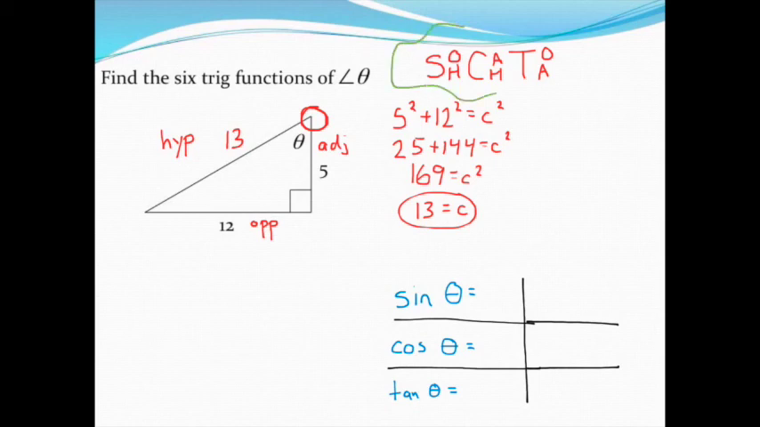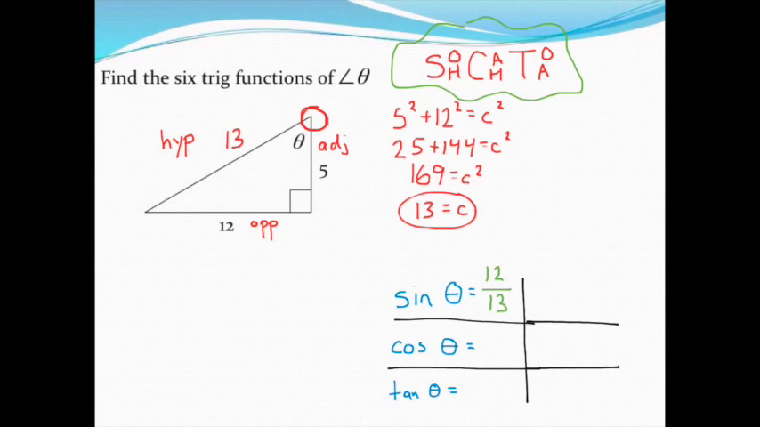And you probably have heard of SOHCAHTOA as a way to remember what these ratios were. The SO part of SOHCAHTOA tells you the sine, S, is equal to the opposite side divided by the hypotenuse. So looking at my diagram, I can see that the opposite side from the angle is 12 and the hypotenuse is 13. So the sine of theta is equal to 12 over 13. All I want is the ratio in this case.